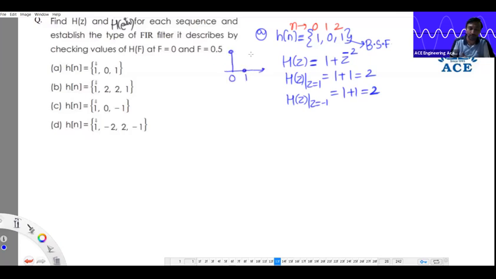1, 0, 1. It is exhibiting even symmetry with respect to n equals 1. Odd number of samples, only 3 samples are there. So which type? You have already taken the snapshot, respond. Even symmetry with odd number of samples means which type? Type 1. Type 1 system or not?